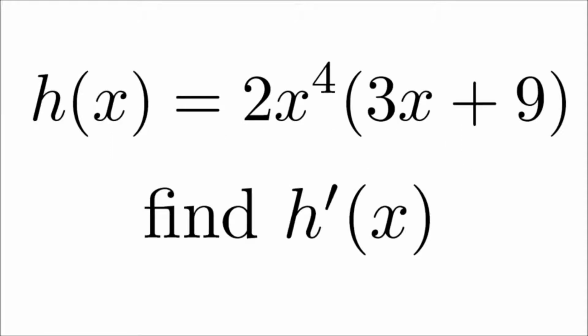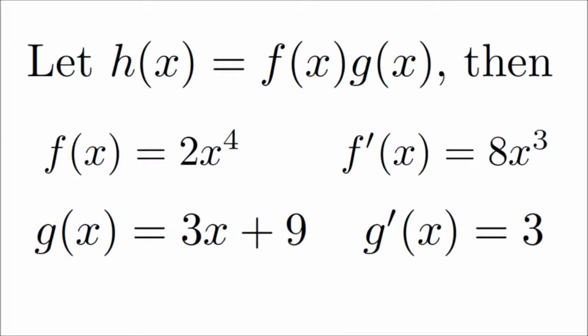Let's first show an example that we can verify using the power rule, sum rule, and constant multiple rule of derivatives. Let's suppose that h of x equals 2x to the fourth times 3x plus 9, and we need to find the derivative of h of x. Let's first use the product rule. Let f of x equal 2x to the fourth and g of x equal 3x plus 9. Then by the power rule, f prime of x equals 8x cubed and g prime of x equals 3.